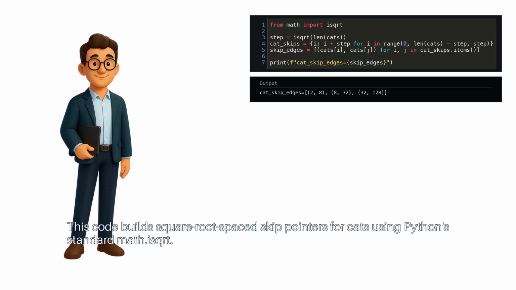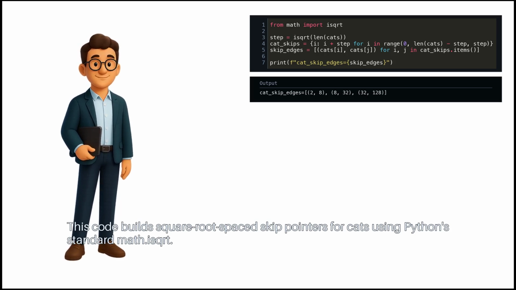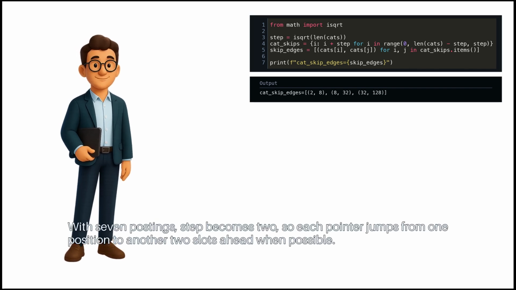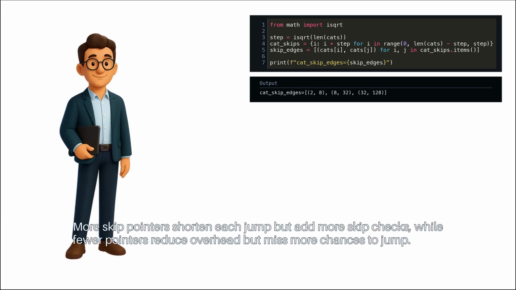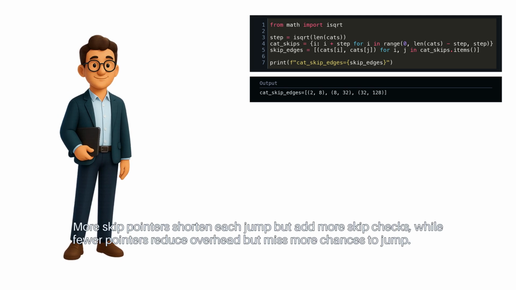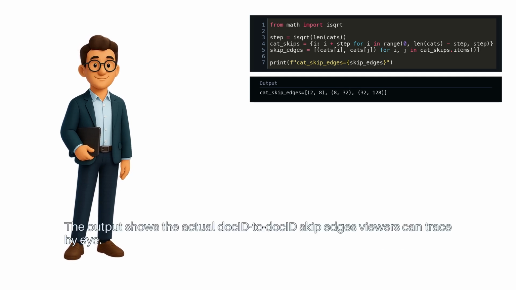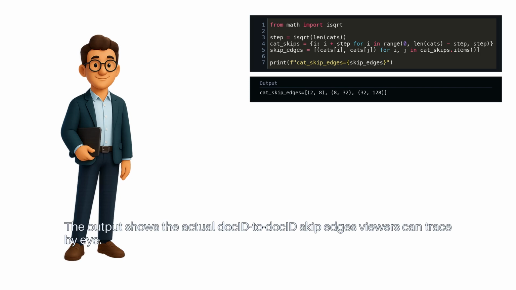This code builds square root spaced skip pointers for postings using Python's standard math.isqrt. The skip map stores positions, not document IDs, because intersections need to move cursors cheaply inside the list. With 7 postings, step becomes 2, so each pointer jumps from one position to another 2 slots ahead when possible. More skip pointers shorten each jump but add more skip checks, while fewer pointers reduce overhead but miss more chances to jump. The output shows the actual doc ID to doc ID skip edges viewers can trace by eye.